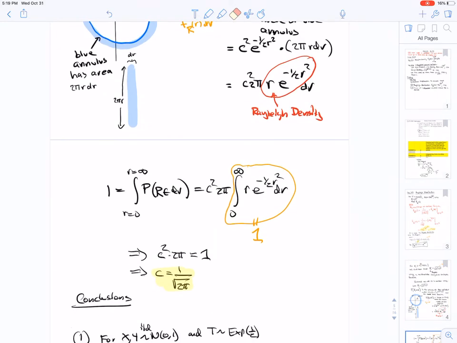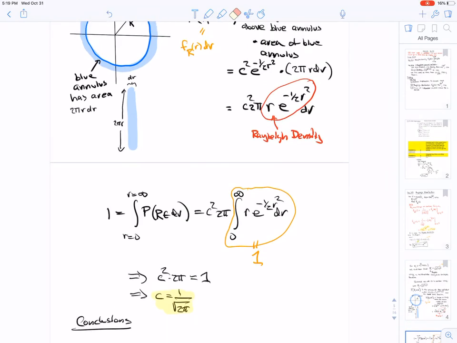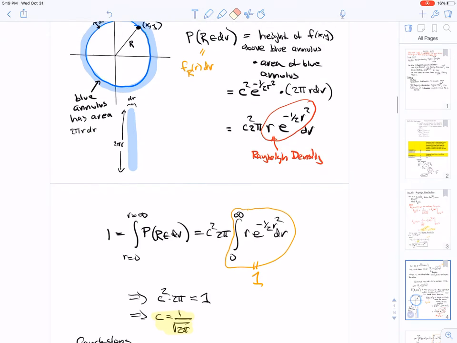So let's see how that works. If you integrate the probability that R is in dr from r is 0 to r infinity, that has to integrate to 1. And so you can integrate c squared times 2 pi r e to the minus 1/2 r squared dr. You can pull out the constant, and then you have the integral from 0 to infinity of r e to the minus 1/2 r squared dr.